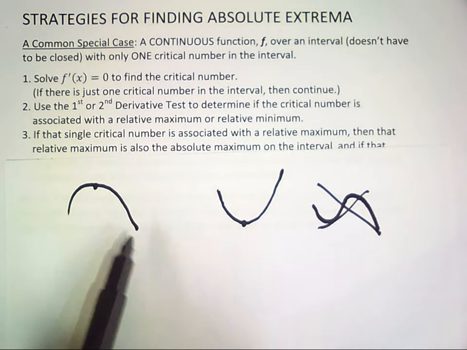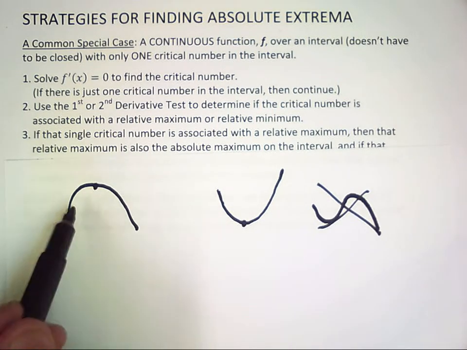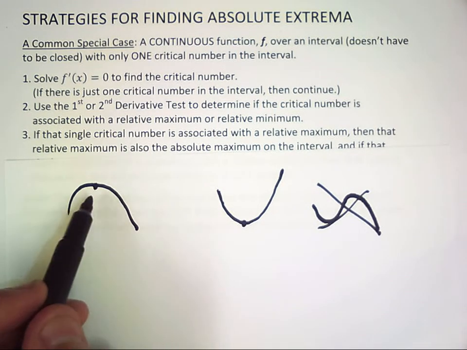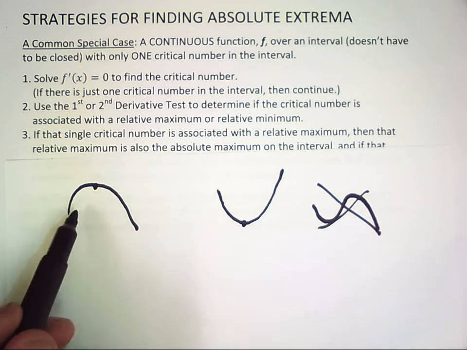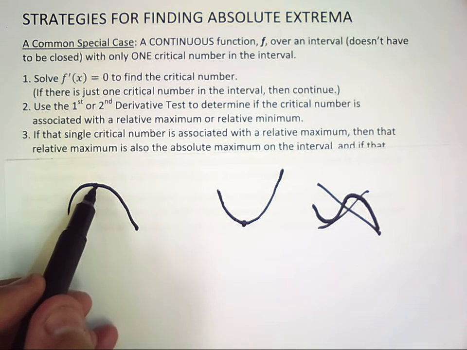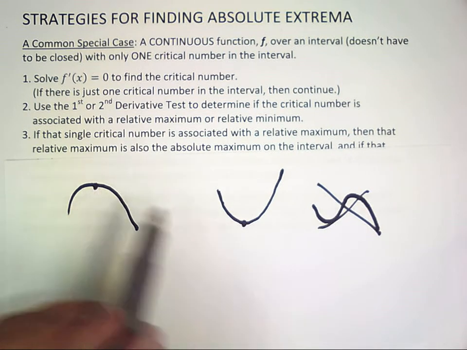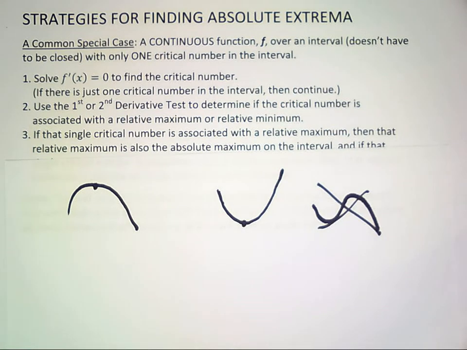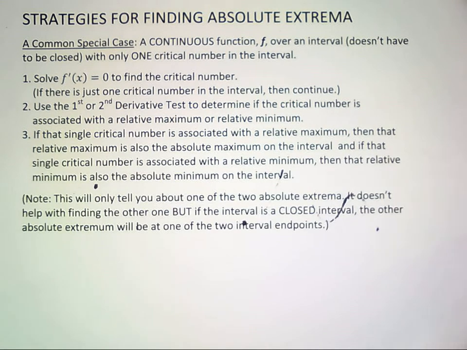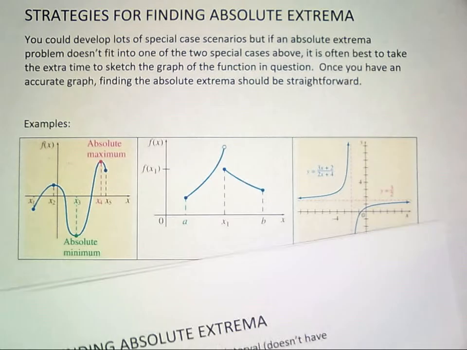So if you play around with different things and try it, you'll see that you can't draw a continuous function with only one critical value that doesn't have that critical value either being a max or a min. Just can't do it. So anyway, that's a special case. As I said earlier, you could probably make up several special cases that work with different things, but rather than do that, I'm going to say this.